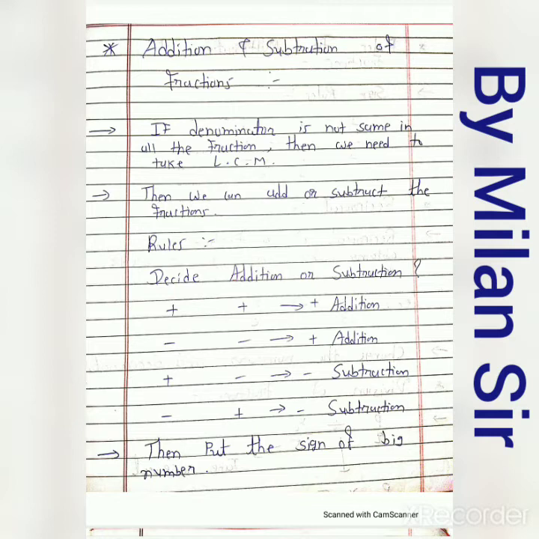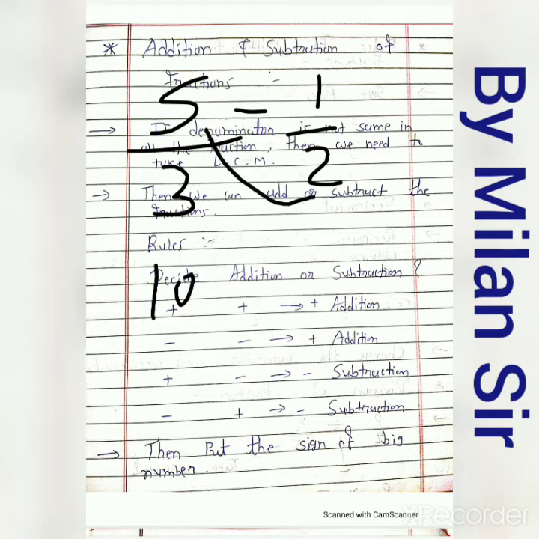That means 5 by 3 minus 1 by 2. Then what do we need to do here? First of all, take the LCM. First step: the denominator is not the same, so we need to take the LCM. So just do the cross multiplication here. This 2 is multiplied with this 5, it's a 10.